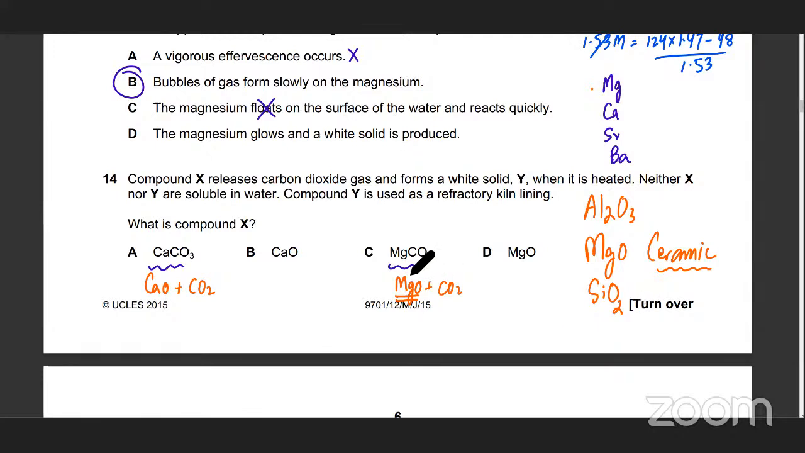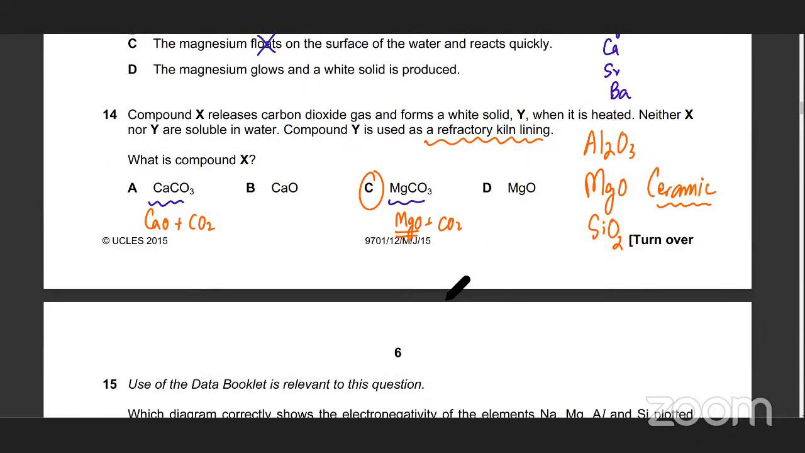Hence, the answer is C. Well, where he has talked about refractory kiln lining or furnace lining, that just makes it C. Okay, that's it. Calcium oxide is not a very strong substance.